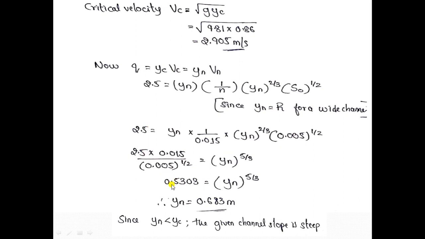If we simplify the above equation, we will get the normal depth as 0.683. This indicates that the normal depth is less than the critical depth. So obviously the given slope is steep.